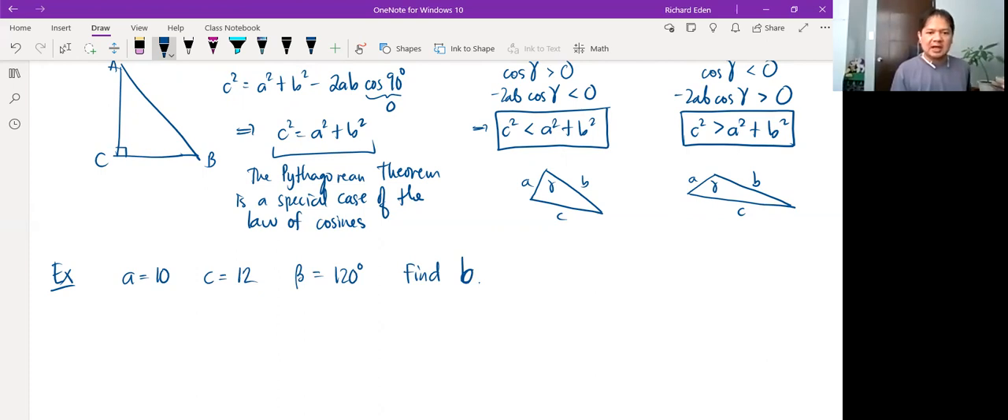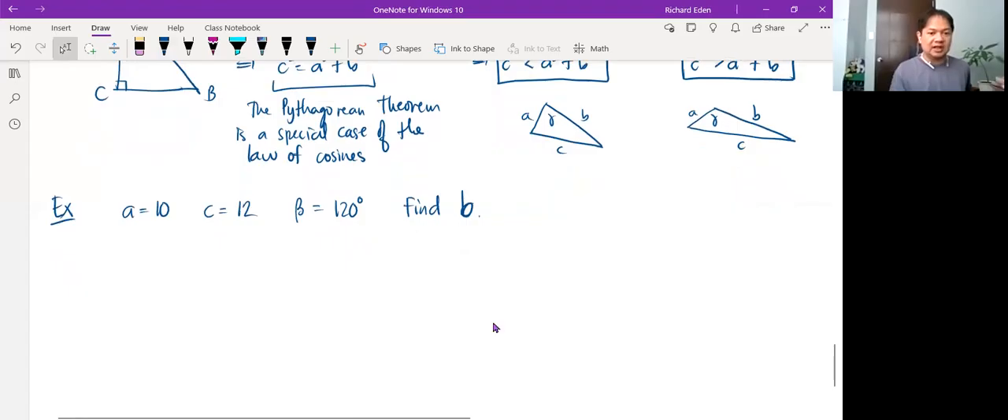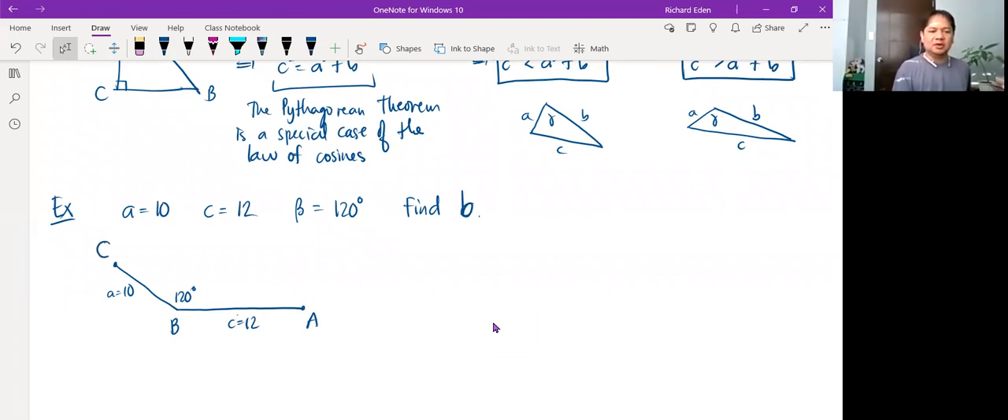Okay. How do we know we're going to use the law of cosines instead of the law of sines? Let's have a look at the figure. Beta is 120 degrees. Okay. So ito ngang vertex B, this is 120 degrees. This is A, which is 10. So that means here is point A, and C is 12. So that means this other vertex is point C.